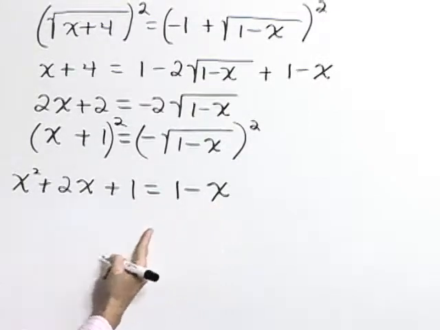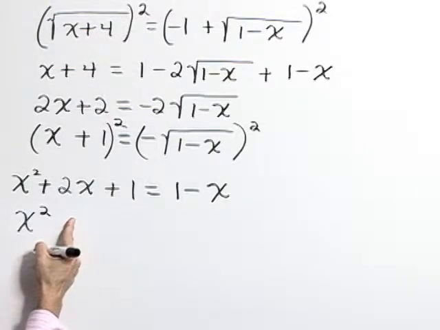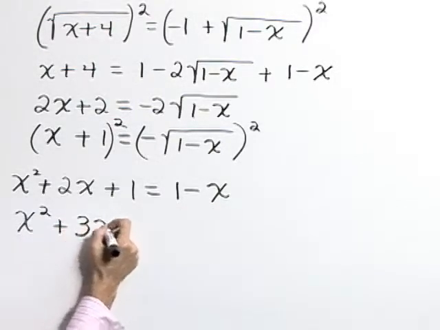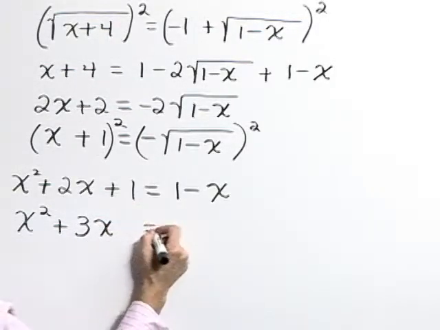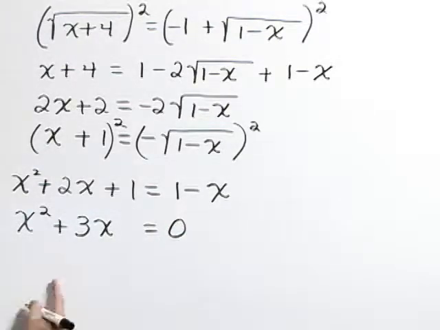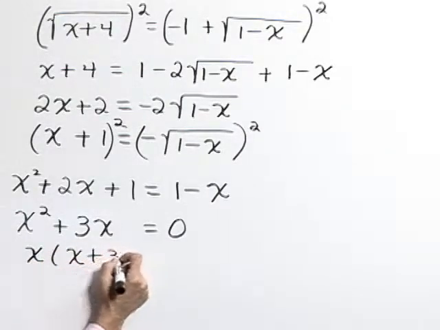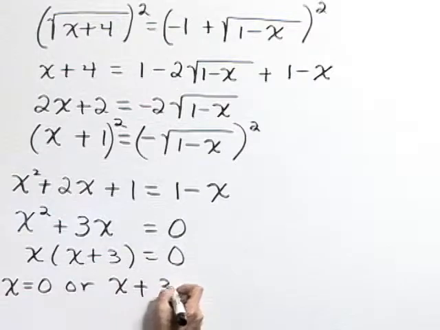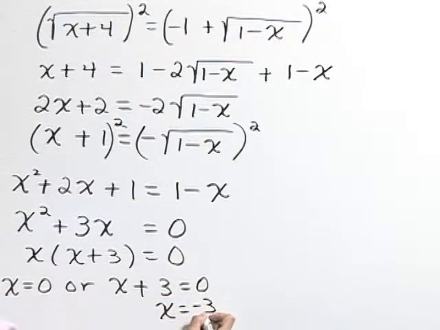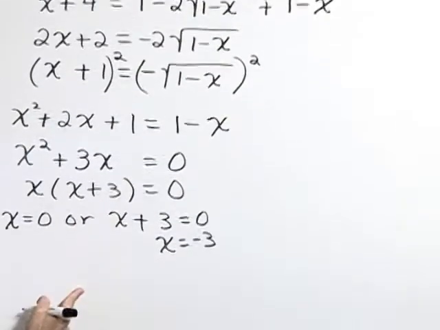Now we've got a quadratic equation that results. Let's put it in standard form. Add x to both sides to give x squared plus 3x. Subtract 1 from both sides, those cancel. So this is equal to 0. Now factor. Greatest common factor of x. So this is x times x plus 3 is equal to 0. Use your zero factor property. So x is 0, or x plus 3 is equal to 0. That gives x equal negative 3. Now we have two proposed solutions, x equals 0 and x equal negative 3.